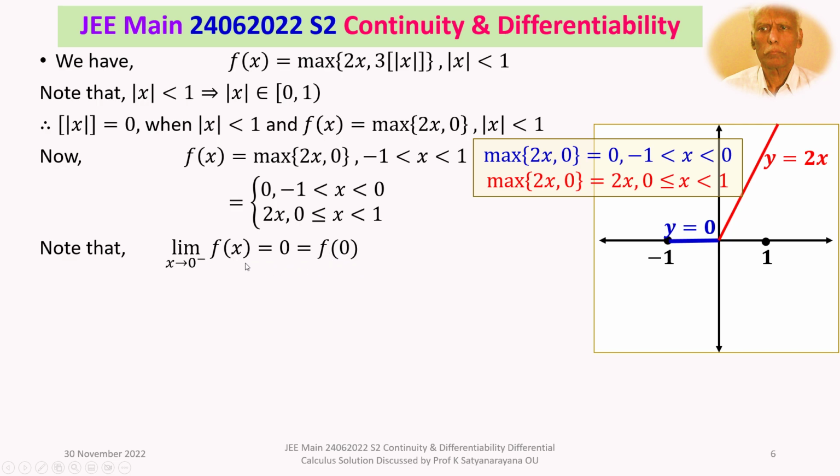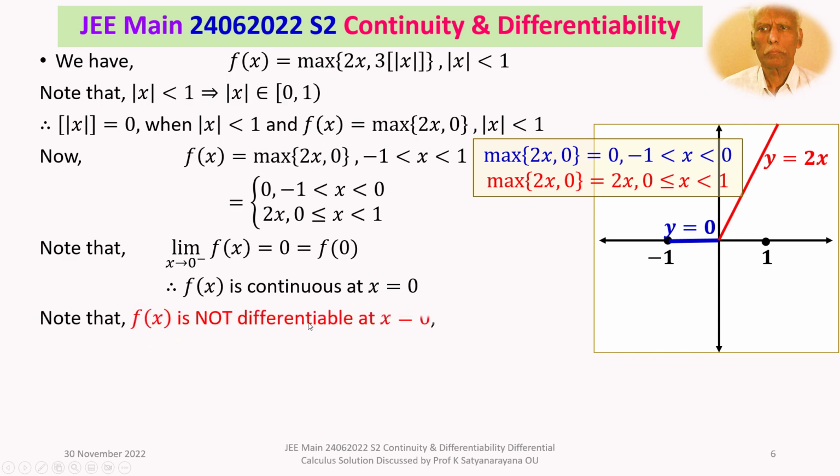So that means the limit as x tends to 0 minus of f(x) is 0, which is equal to f(0), and therefore f(x) is continuous at x equals 0. But now what about its differentiability at x equals 0? Because it is continuous, we cannot say it is differentiable at x equals 0.